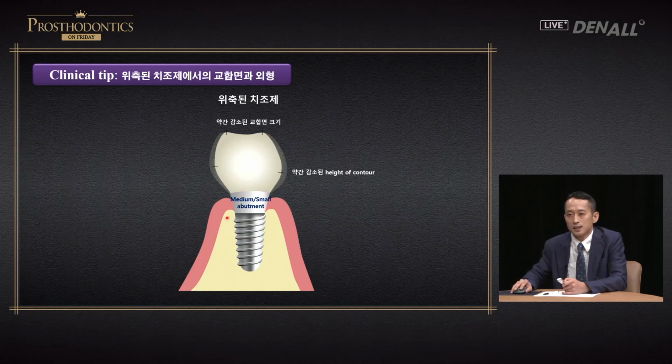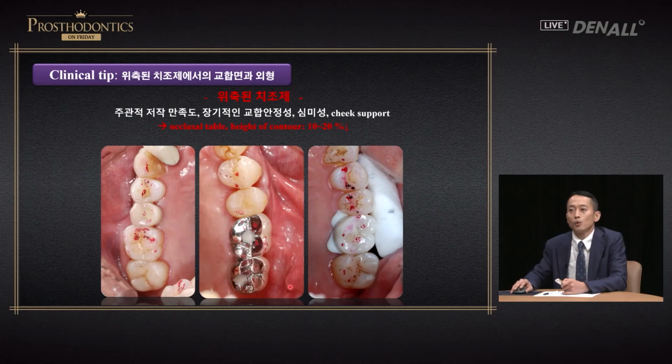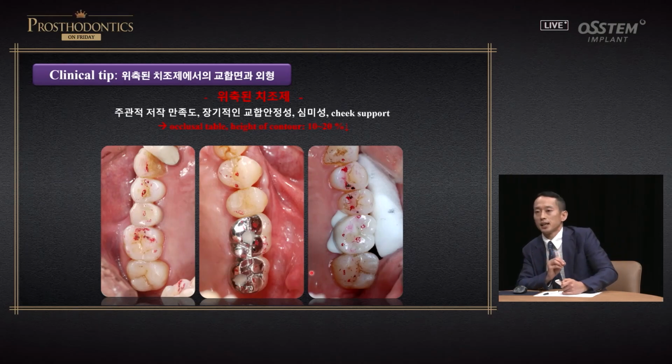For atrophied ridge, my recommendation is to use a smaller abutment and reduce the height of contour and the occlusal table. So by smaller, how much smaller? I think the occlusal relationship is very important. I don't want to get rid of the cusp-fossa relation.